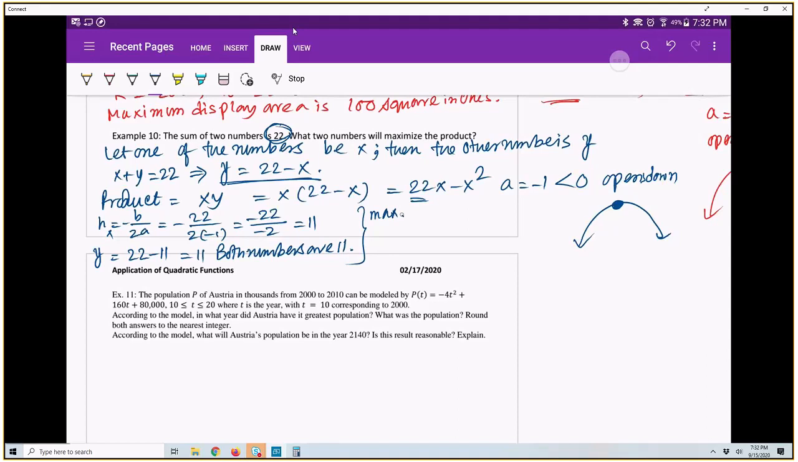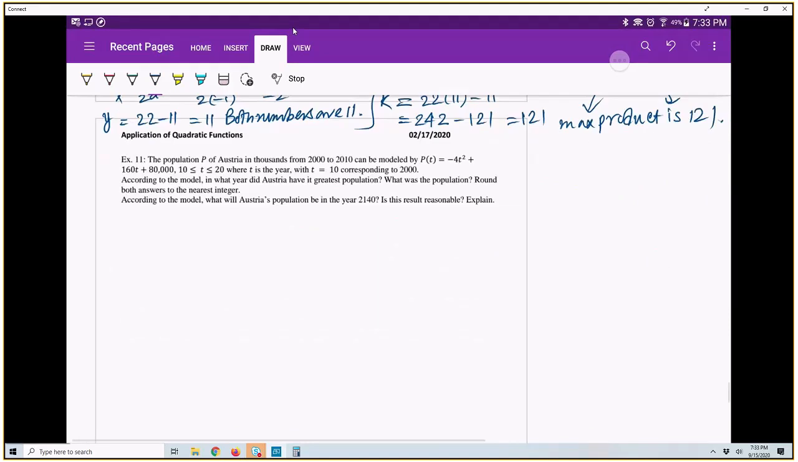So the maximum product is going to be the y value of the vertex, which is going to be 22 times 11 minus 11 squared. So 22 times 11 is going to give me 11 times 2 is 22, 2 carries on, 11 times 2 is 22 plus 2 is 24. Minus 11 squared is 121. So that's 121. So the maximum product is 121. And that would answer my question.